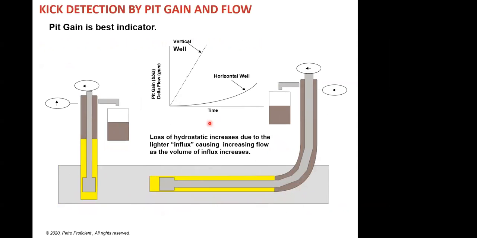So if you can see here, loss of hydrostatic due to lighter influx causes increased flow as the volume of influx increases. There is a very gradual pit gain in a horizontal well as compared to a vertical well, which is linear. This is somewhat dangerous because your pit gain doesn't show any good indication in horizontal wells, although you have taken the same amount of influx. Because it is in the horizontal section of your well, your pit is not showing any gain.